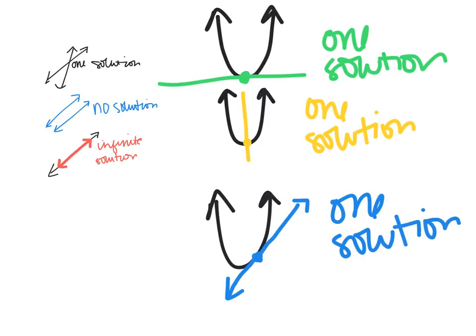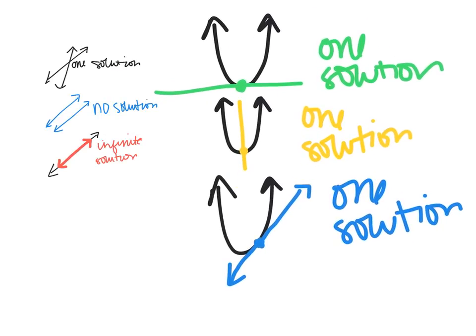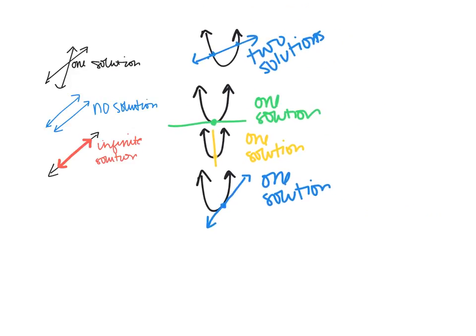So we've talked about that a quadratic and a linear system can have one solution. It could have two solutions. What else could it have? How would it have no solutions? Yeah, if it didn't touch it. So if you had a parabola and then you had a line that was, let's say, down here, then it would have no solutions.